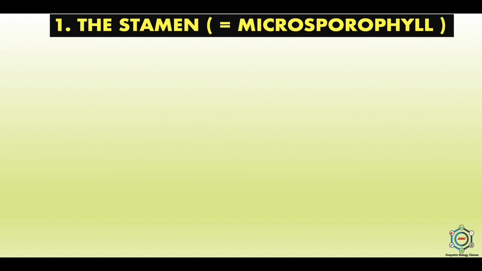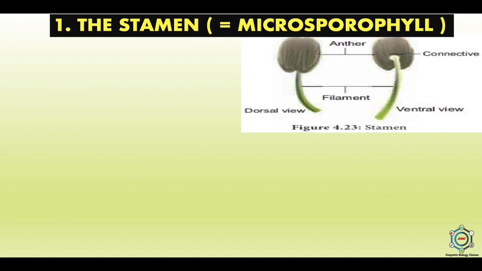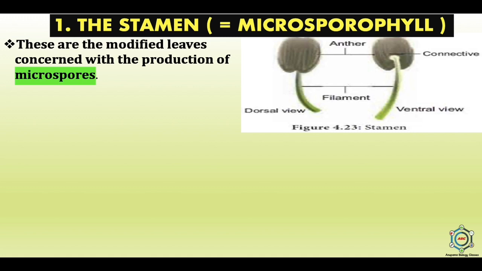Now, the male reproductive part, which is the stamen, also known as microsporophyll. In this picture, you can see the structure of a stamen, which is formed by two parts. The first one is the anther and the second is the filament, and both are connected by the connective. Stamens are modified leaves concerned with the production of microspores.